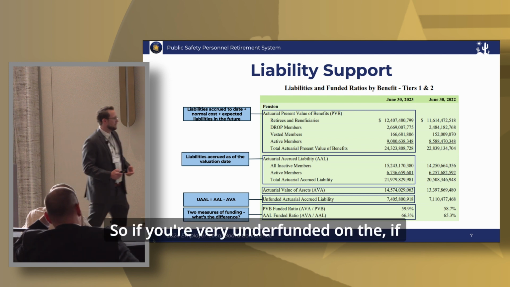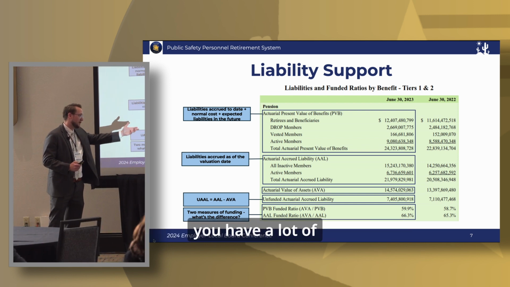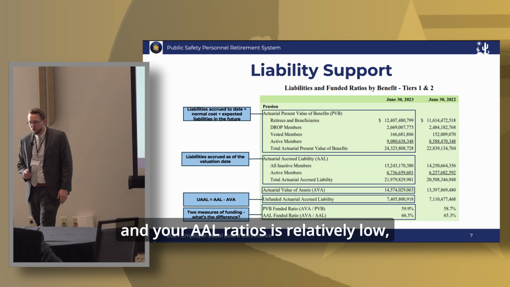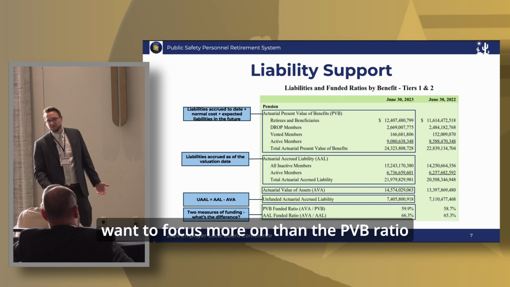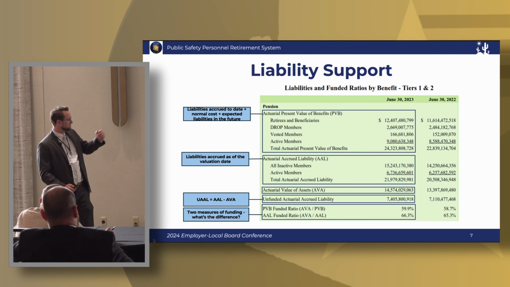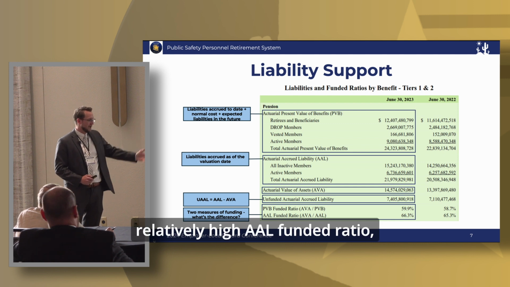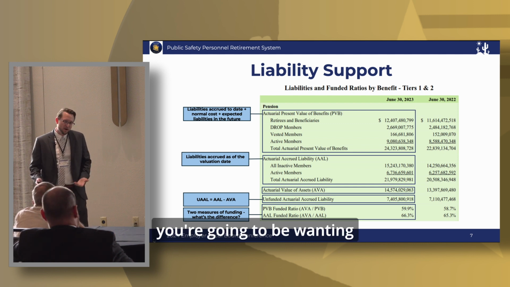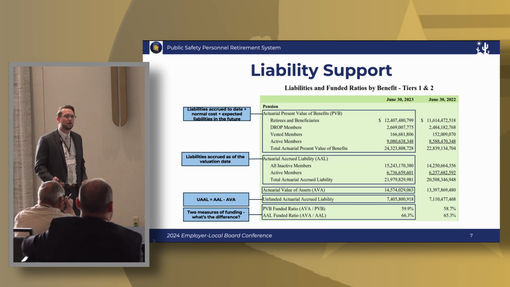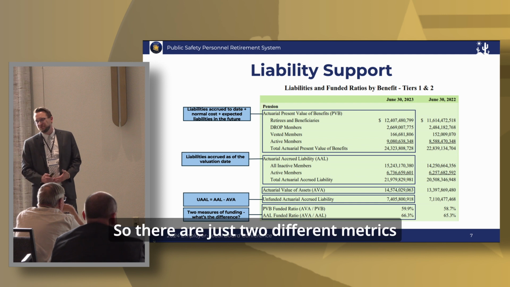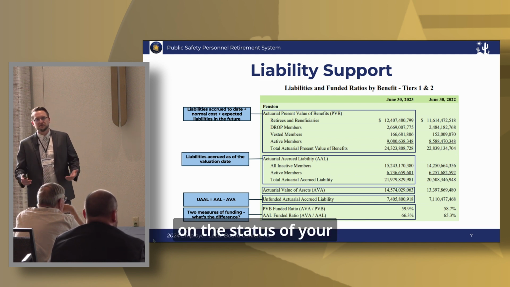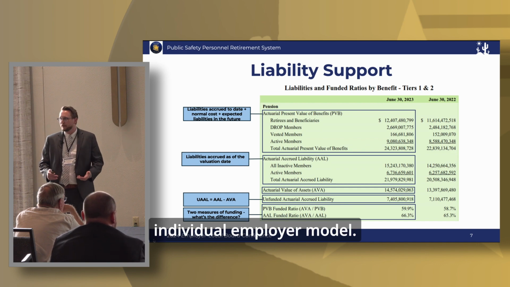So if you have a lot of unfunded actuarial liability and your AAL ratio is relatively low, that's probably something you're going to want to focus more on than the PVB ratio, because you're trying to play catch up to what's already happening. If you have a relatively high AAL funded ratio, you're going to want to think more about the PVB and how to manage your pension costs and liabilities moving forward, what you can do to plan for that. So they're just two different metrics that can tell a slightly different story on the status of your individual employer.